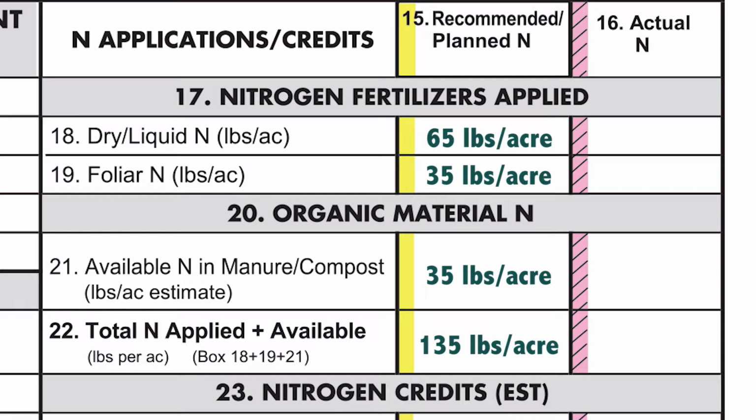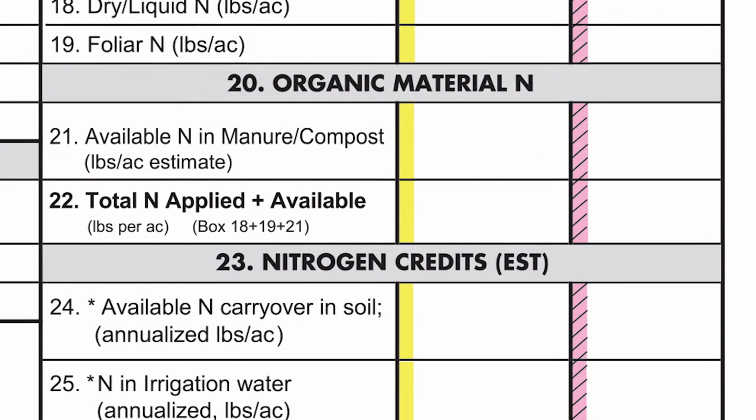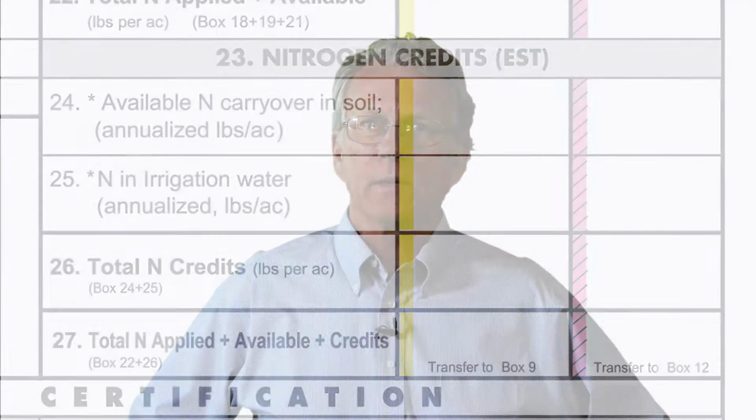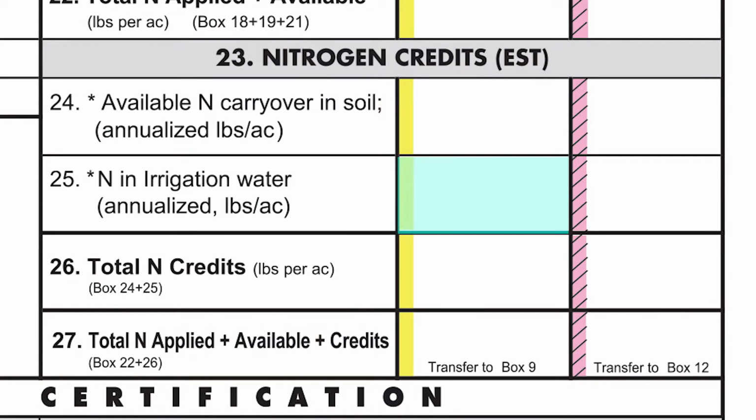Now we'll go to the nitrogen credit section. This section accounts for the amount of nitrogen that is available to the crop in the soil and irrigation water during the growing season. Box 24. Enter an estimate of the pounds per acre of nitrogen that is available to the crop in the soil profile. This is estimated by analyzing a soil sample. Box 25. Enter an estimate of the pounds per acre of nitrogen that will be applied to the crop by nitrogen in the irrigation water.